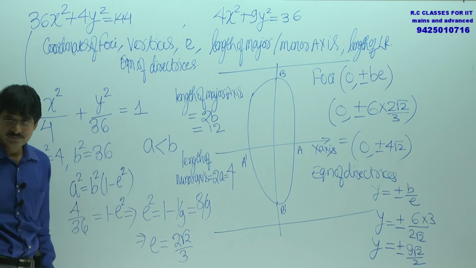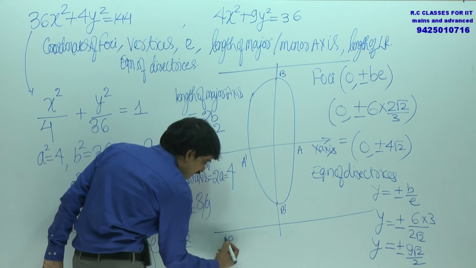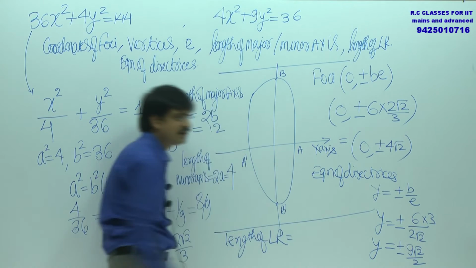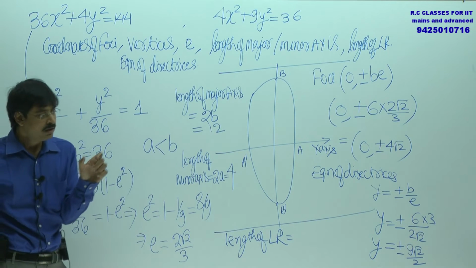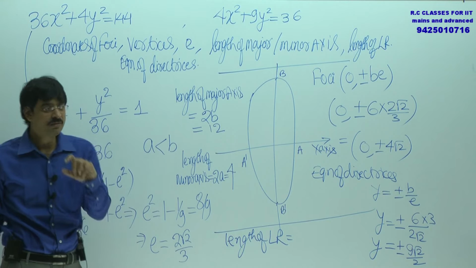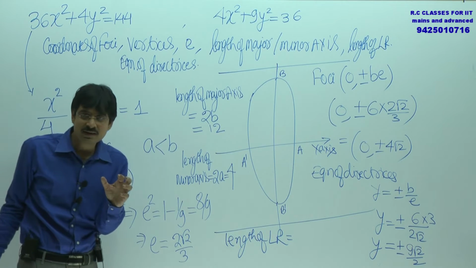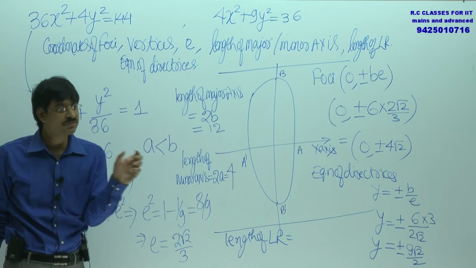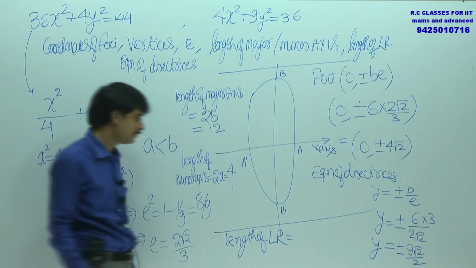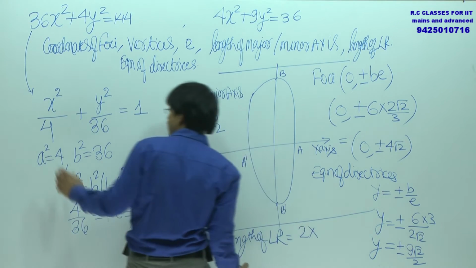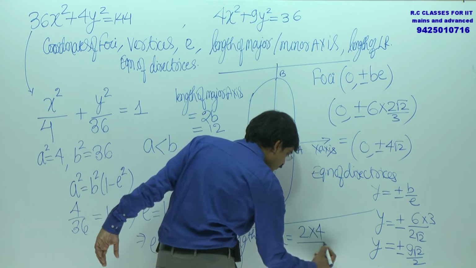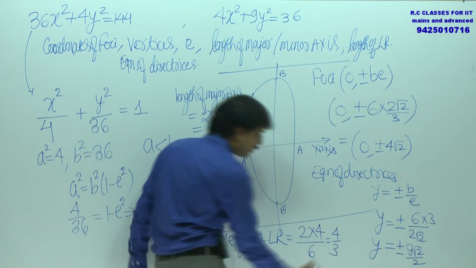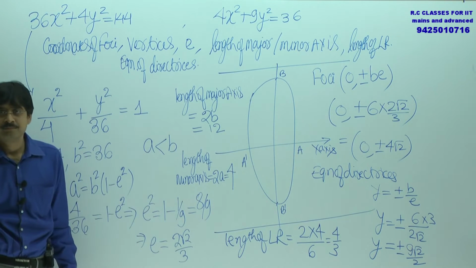Length of latus rectum. Just do take care. 2b square by a is the length of latus rectum for a greater than b case. That's the case of b greater than a. Here length of latus rectum is going to be, earlier it was twice of b square by a, now it is twice of a square by b. Right? That is the length of latus rectum. Perfect.